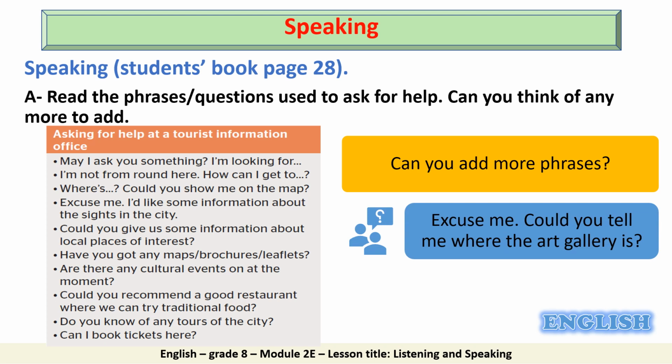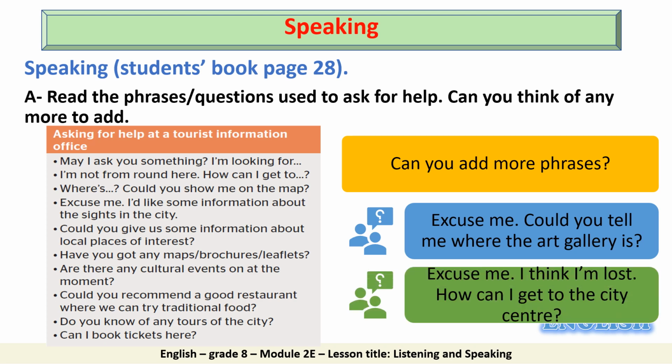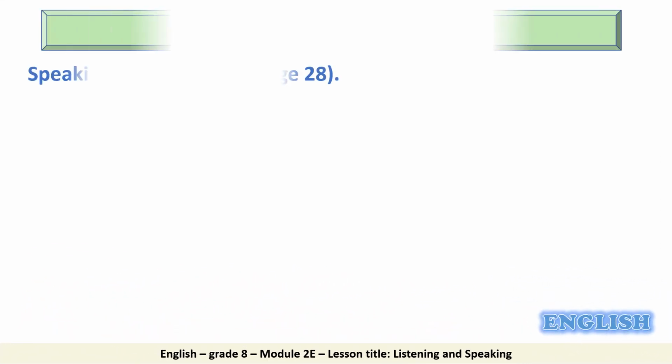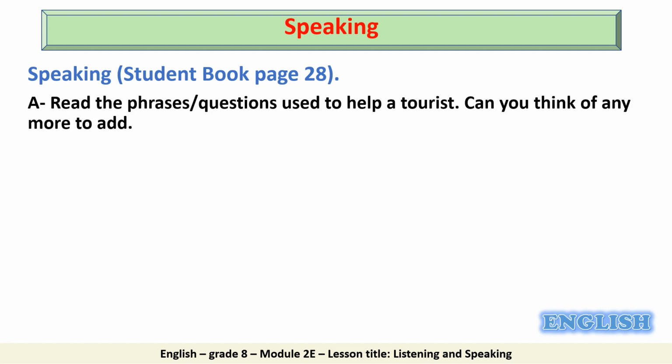Excellent. You can say, excuse me, could you tell me where the art gallery is? Or, excuse me, I think I'm lost. How can I get to the city center? Let us read now phrases or questions used to help a tourist. So, how can you assist a tourist?